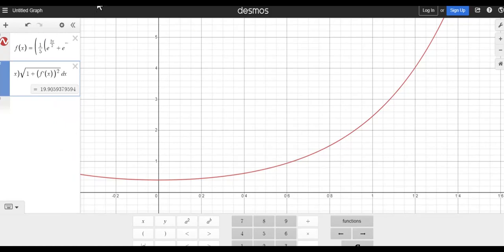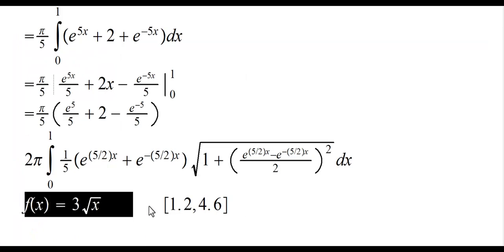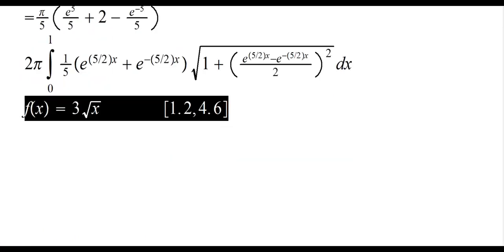So as you can see here in Desmos, I went ahead and entered our function, and then I entered the integral, okay? And it gave us an approximate value of the surface area that we have to find, all right? So now let's look at the homework problem that you asked for here, which was to obtain the surface area of the surface of revolution of 3 square root of x from 1.2 to 4.6. Okay, so here is the question. So let me first scroll it up here.